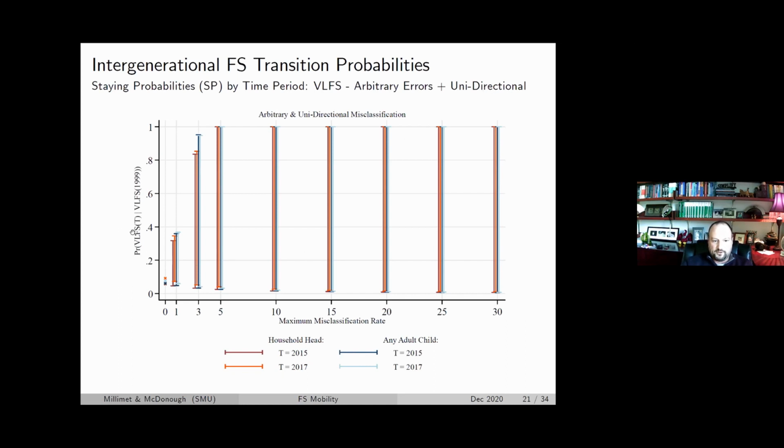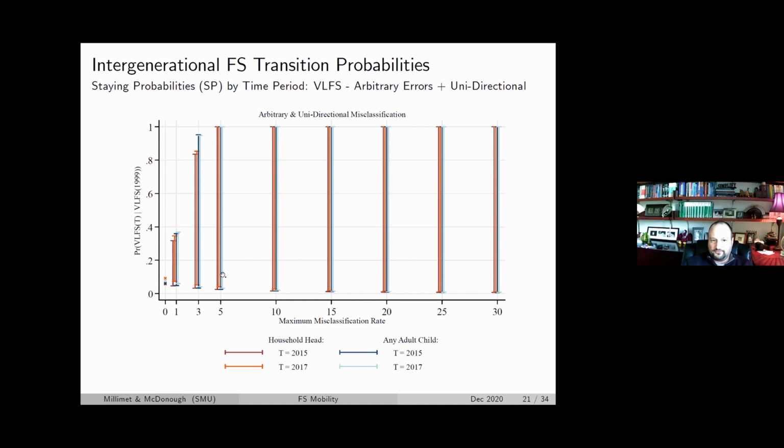And so this is the probability that the adult child is very low food secure, conditional on the parents also being very low food secure back in 1999. The x-axis here is that capital Q, the fraction of the sample that's allowed to misreport. When Q is 0, that's just the observed conditional staying probability in the data, and you can see that's around 0.1. Even if we allow only 1% of the sample to be misclassified, the bounds already get fairly wide.